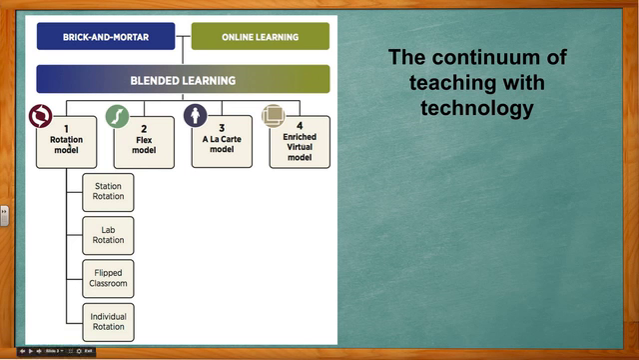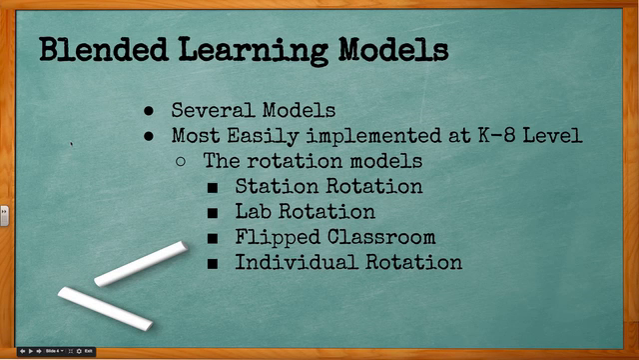Now, we're going to take a little bit closer look at the rotation model. And this one, like I said, seems to be the most easily implemented at the K through 8 level. This has 4 pieces to it. The station rotation model, and you're going to watch something in a little bit about a modified flip, which looks and sounds a whole lot like the station rotation.